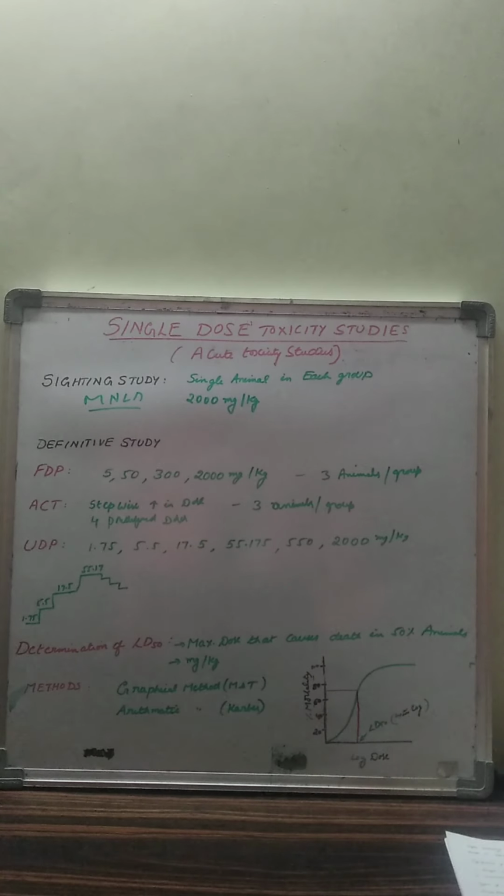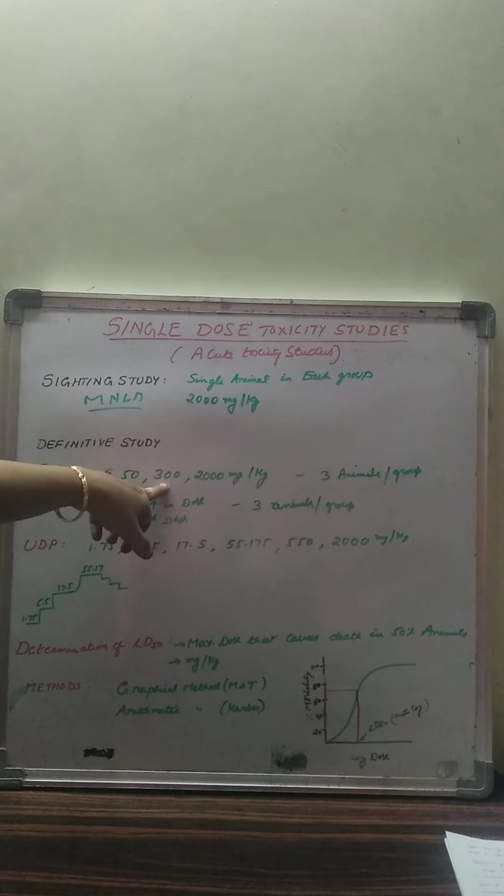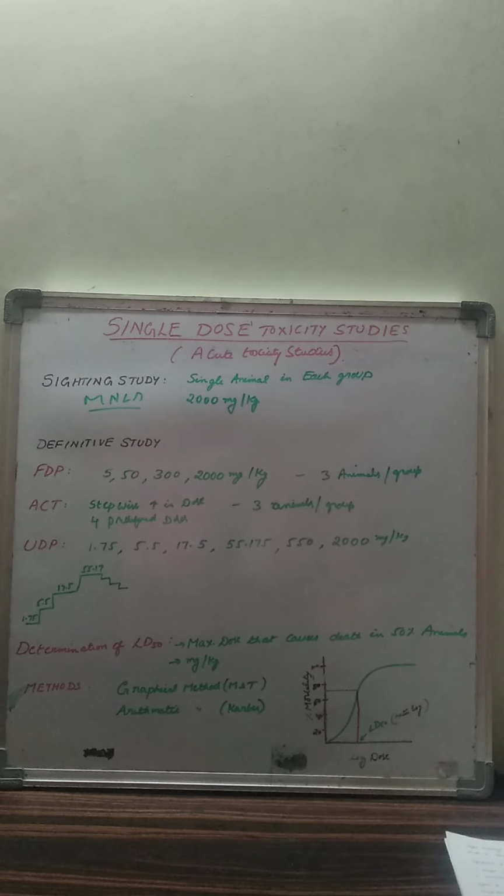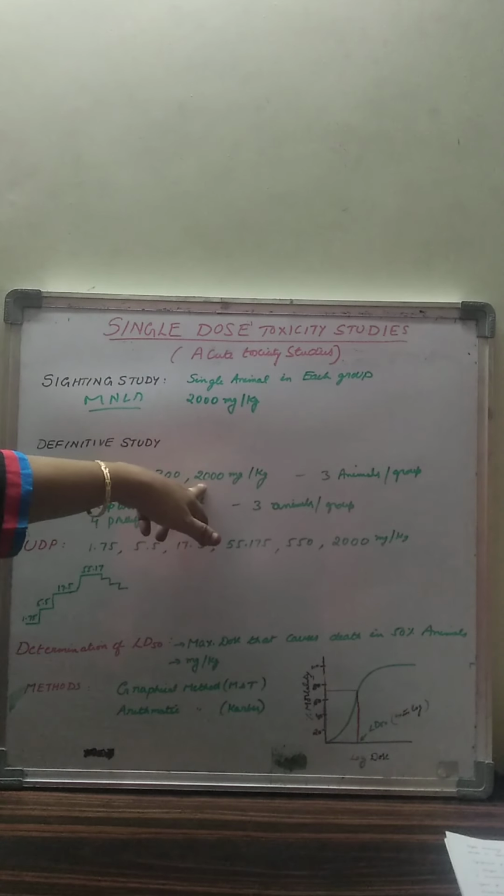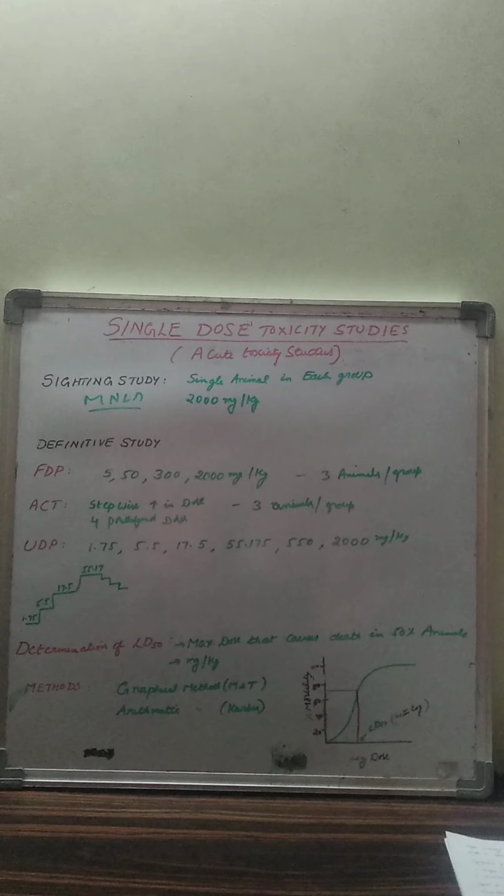Each group will receive a dose. The 3 animals in the first group will receive 5 mg per kg, the next group will receive 50 mg per kg, the next group will receive 300 mg per kg, and the next group will receive 2000 mg per kg. That means at a time all the animals are receiving all these doses, and you have to observe the animals for a period of 14 days. In those 14 days, in some animals you can have mortality. For example, at 2000 mg per kg, after 14 days all the animals may be dead.